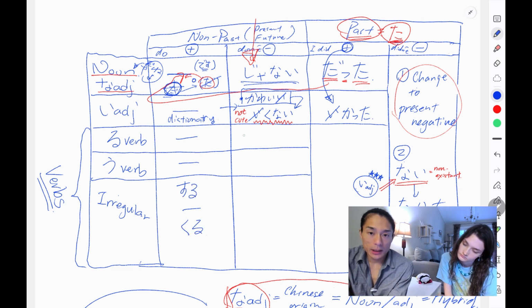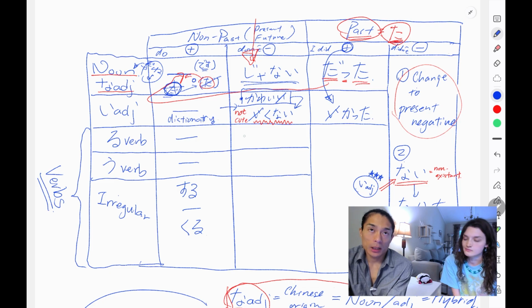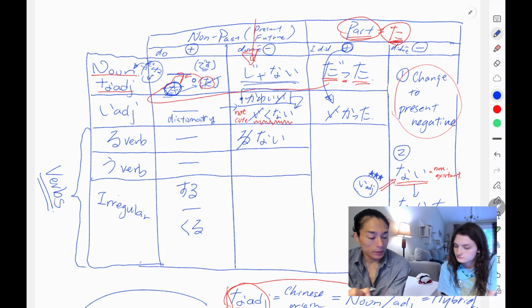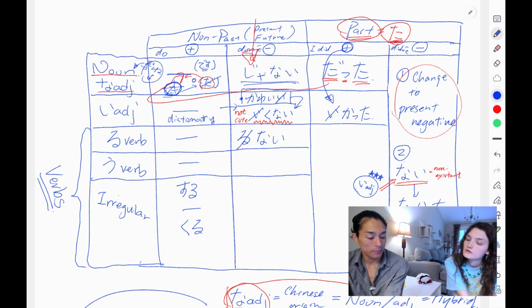If you want to change whatever verb, for example, taberu is ru verb. If you take off ru and add nai that we learned, right? Non-existent. Then that means I don't eat. Taberu becomes tabenai. Ramen o tabenai. I don't eat ramen. Just take off ru and add nai, and that's it. Okay, u verb.